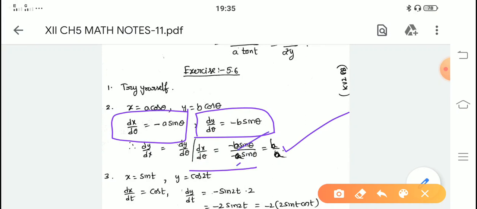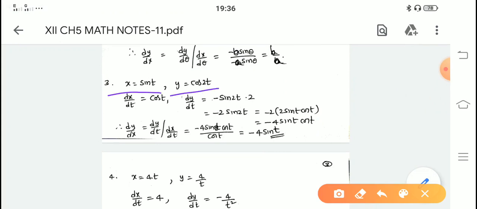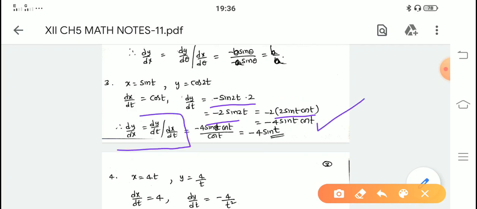Sin t cancels. Next, x is equal to a sin t, y is equal to cos 2t. dx by dt is cos t, dy by dt is the derivative of cos 2t, which is minus sin 2t into 2, chain rule should be followed. Minus sin 2t into 2 is minus 2 sin 2t. The sin 2t formula is 2 sin t cos t. So this will be minus 4 sin t cos t, because 2 into 2 is 4. Then dy by dx, again same story. Substitute, cancellation, cos t cancels, then minus 4 sin t will come.